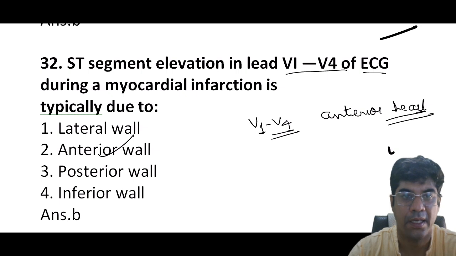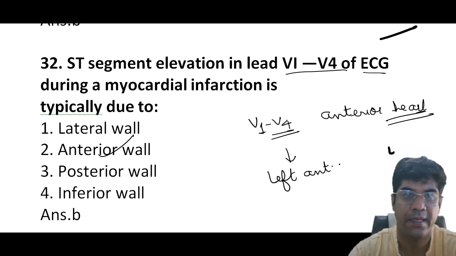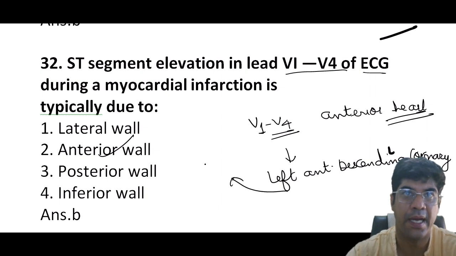So that suggests ischemia of the heart involving the anterior portion of the left ventricle, that includes the left anterior descending coronary artery. Now this artery primarily supplies the anterior wall of the left ventricle.